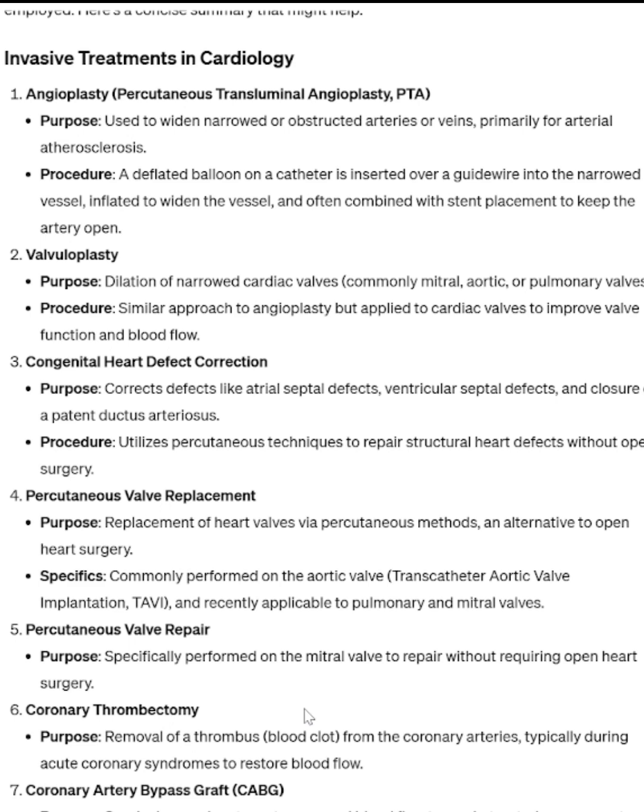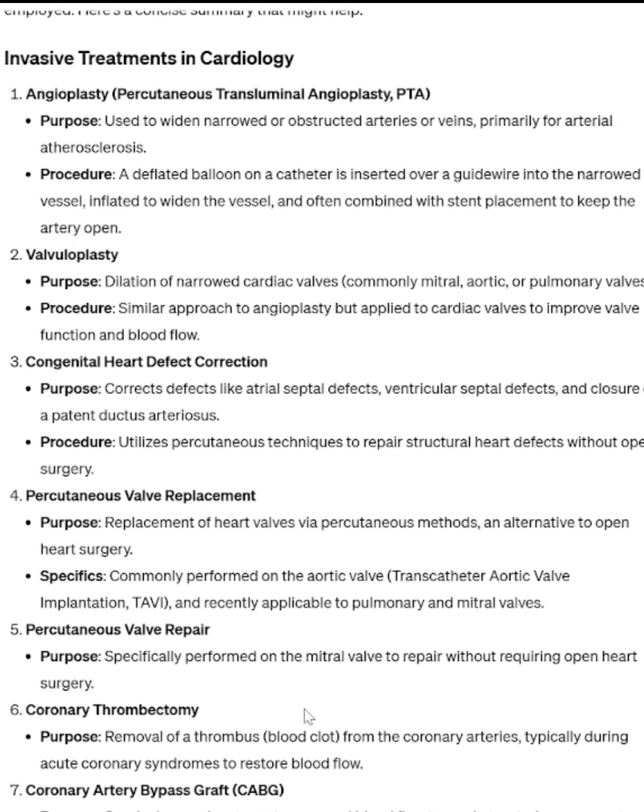Procedure: a deflated balloon on a catheter is inserted over a guide wire into the narrowed vessel, inflated to widen the vessel, and often combined with stent placement to keep the artery open. 2. Valvuloplasty. Purpose: dilation of narrowed cardiac valves, commonly mitral, aortic, or pulmonary valves. Procedure: similar approach to angioplasty, but applied to cardiac valves to improve valve function and blood flow.